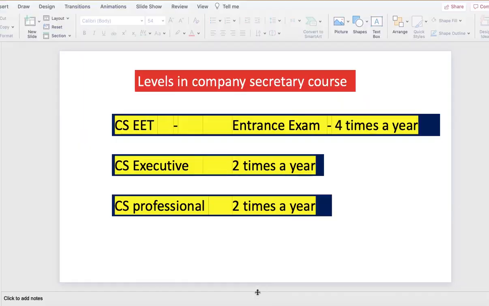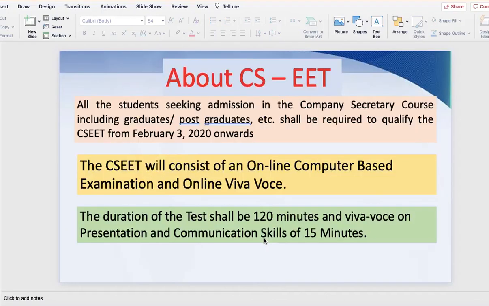First level, let us see now. The first level of company secretary is the executive entrance test. All the students who want to seek admission into this company secretary course must write this. That means irrespective of whether you passed plus 2, graduation or post graduation, whichever it is, from February 3rd 2020 onwards, it is mandatory for everybody to take up this test.